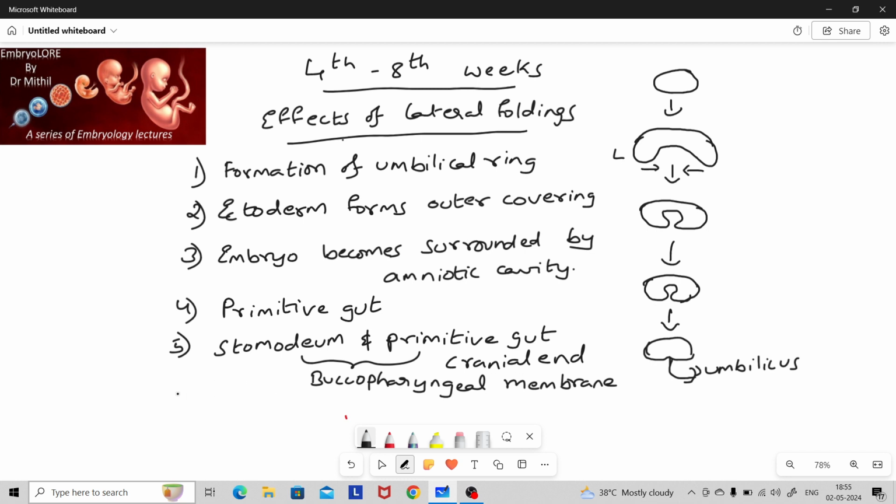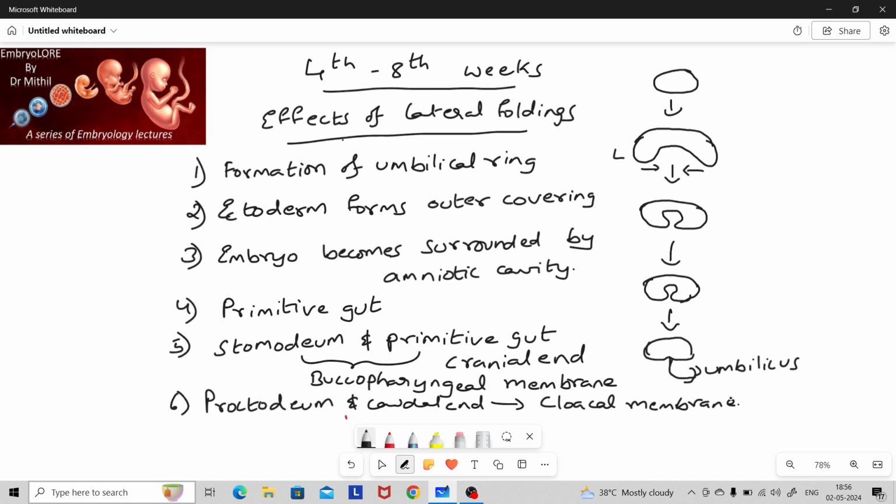The next event is that the caudal end of the primitive gut is separated from the proctodeum by the cloacal membrane. Now the connecting stalk, which is the future umbilical cord, becomes attached to the ventral aspect of the embryo.